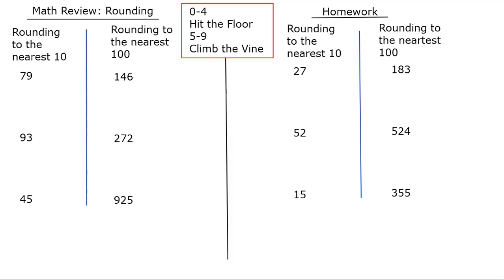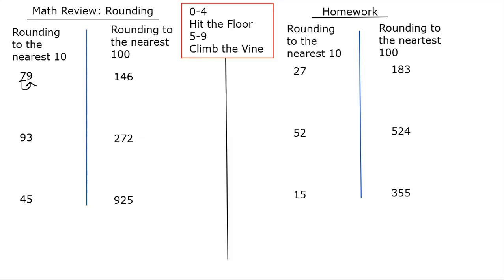So let's get started. Remember, I always did a fish hook. These three we're doing rounding to the nearest 10. So we're going to underline the tens place and draw our fish hook. Our fish hook tells us we need to be looking at this number. This number is 9. Sing your song. 0 through 4, hit the floor. 5 through 9, climb the vine. 9 is climb the vine.